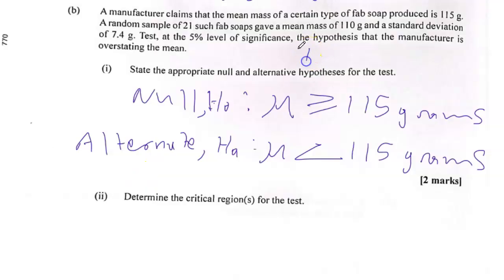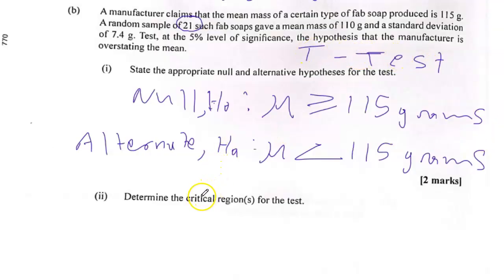We'll be using what we call a t-test. If you notice, the variance for the population is unknown, and also the sample size is pretty small. A small sample size of 21, less than 30, and the population variance is unknown. Hence, the appropriate test would be the t-test.